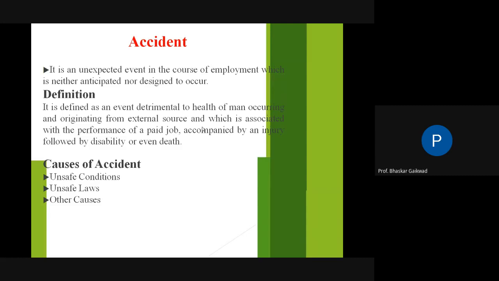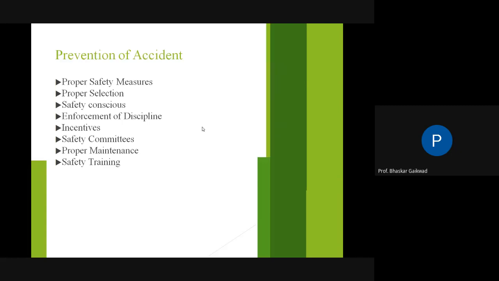Next is accident. Industrial safety is there. What is an accident? Unexpected, unpredictable things happen in our life. Because of this, some parts of the factory get damaged or sometimes life gets exposed to danger. Such things are called accidents. What are the causes of accidents? Unsafe conditions, unsafe acts, and other causes. So unsafe conditions, unsafe acts, and other causes we will see.